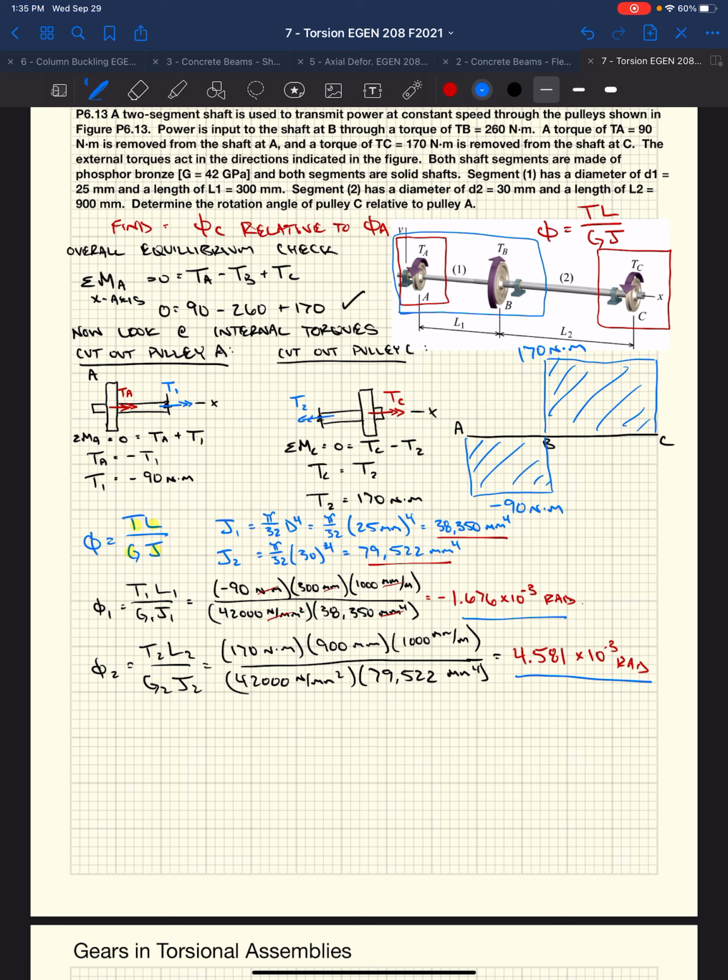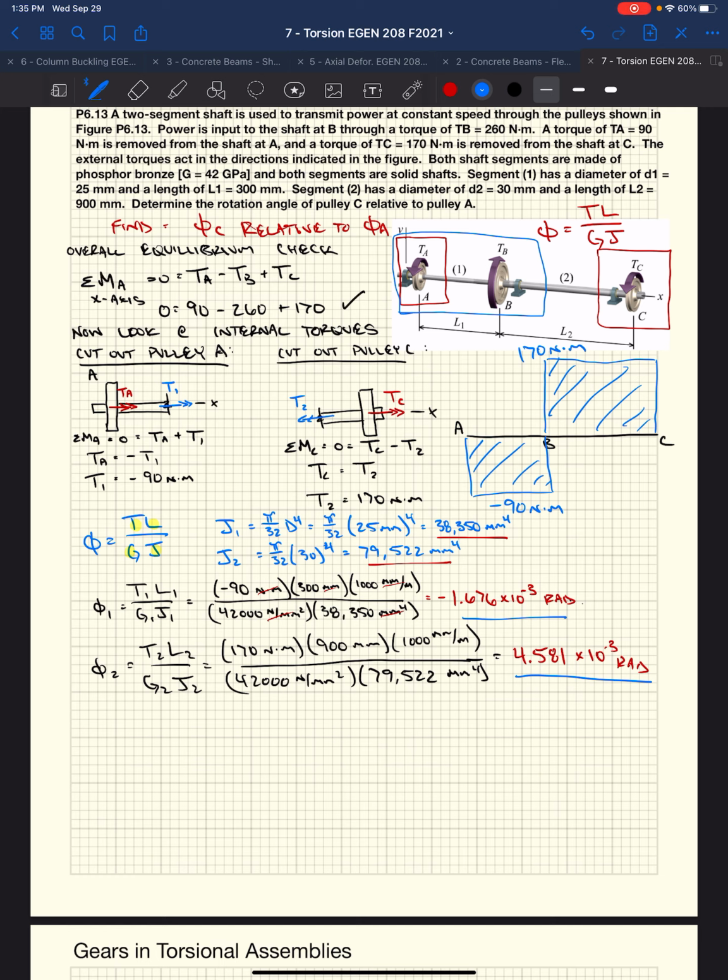Pretty good answers there, right? We've now got the rotation of shaft 1 between points A and B, and shaft 2 between points B and C. We go back to the problem statement. They asked us, what is the rotation of C relative to A?